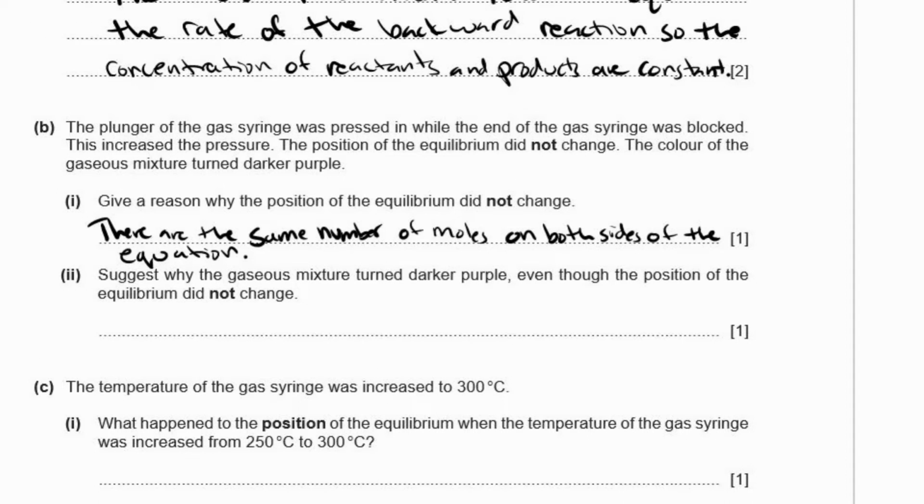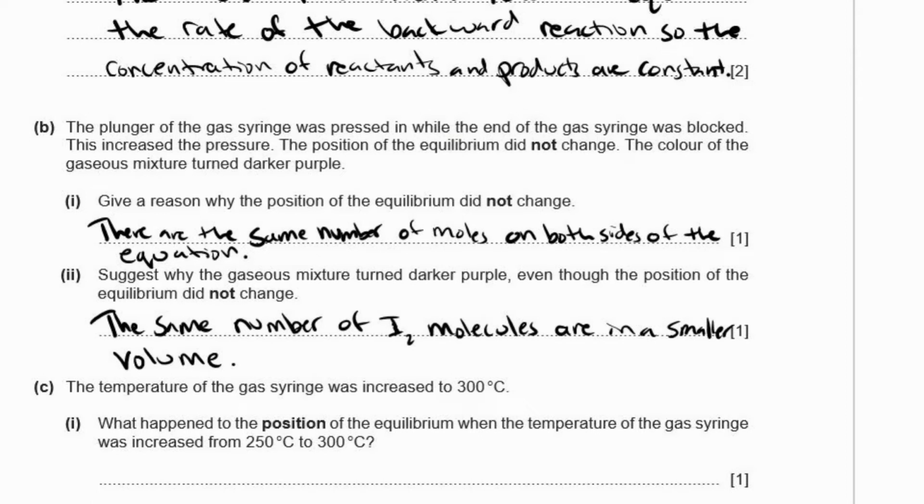So there are the same number of moles on both sides of the equation, and that only works in gases, but it does work in gases. 2. Suggest why the gaseous mixture turned a darker purple, even though the position of the equilibrium didn't change. And that's because, yes, there was the same number of iodine molecules, which are the purple, but they were in a smaller space. So the same number of I2 molecules are now in a smaller volume. And that's why it's a darker purple, even though there's the same number of molecules.